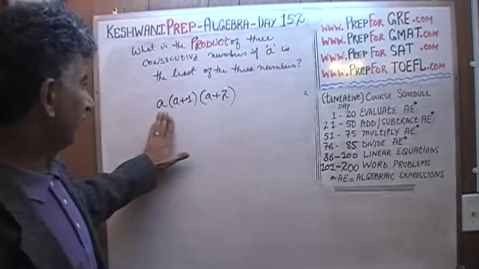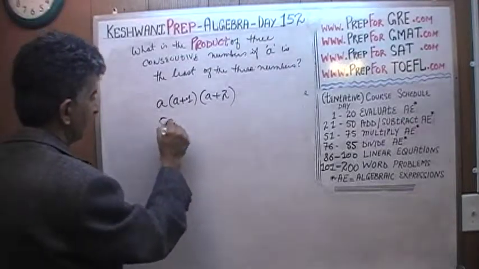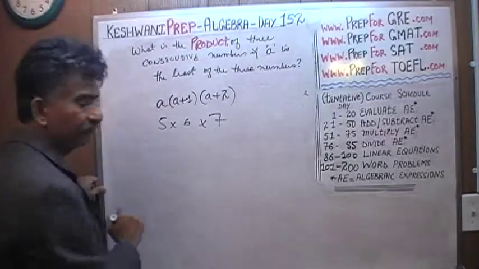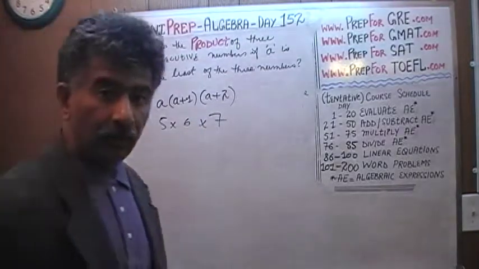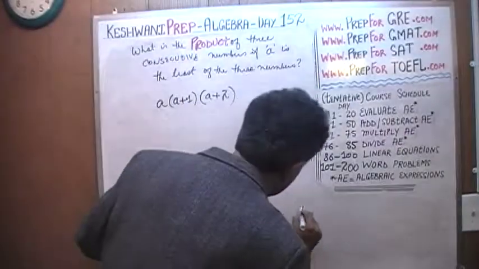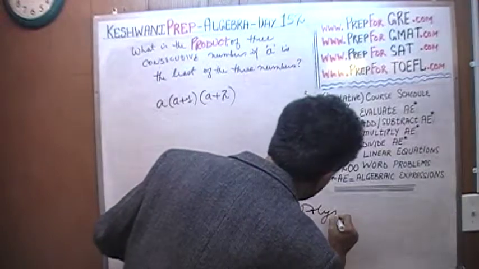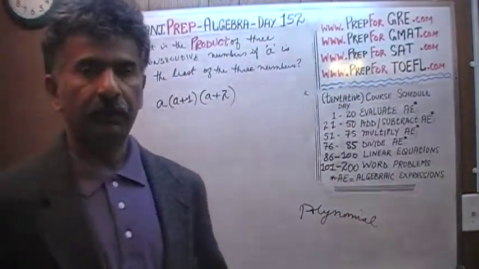These are three factors. A is a factor. For example, if A is 5, then this is 5 times 6 times 7. These are three factors. It's written in this factorized form. It could be written like that, or it could be written in a polynomial form. In other words, a whole bunch of terms.